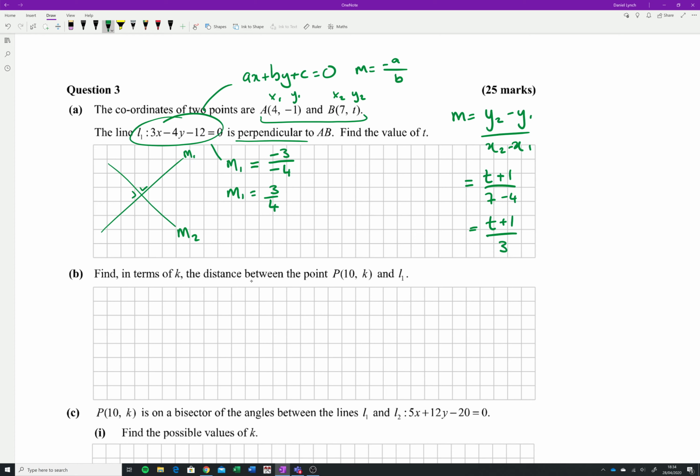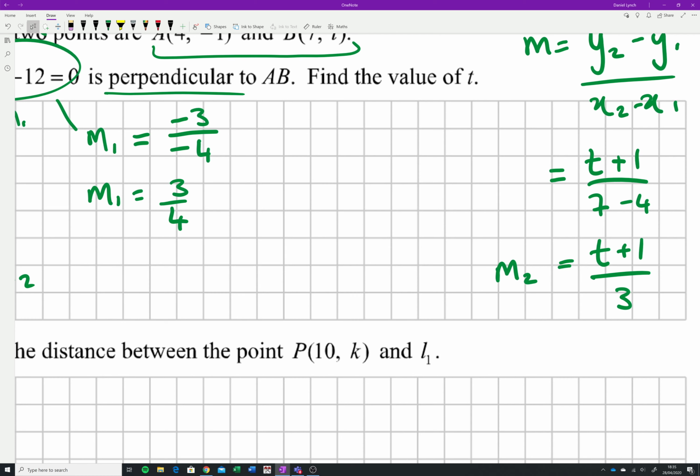Now remember what we said: if they're perpendicular, slope 1 and slope 2 should multiply together to give -1. I don't know if I'll have enough space in the middle, but I'll do my best. So what are we saying? We're saying m1 times m2 gives us -1. So that's 3/4 times (t plus 1) over 3 equaling -1. So that is top by top. Now remember, it's 3 by all of that thing, so that's 3t plus 3. The bottom is 12, and it's equal to -1.